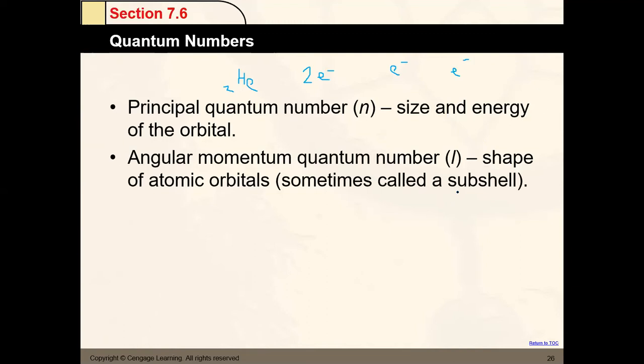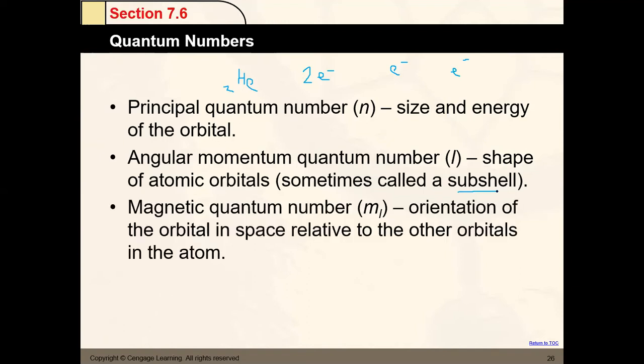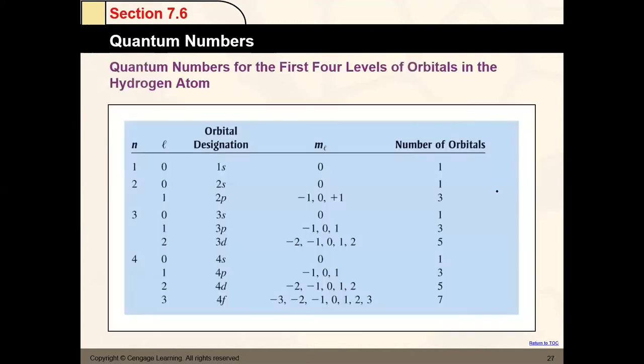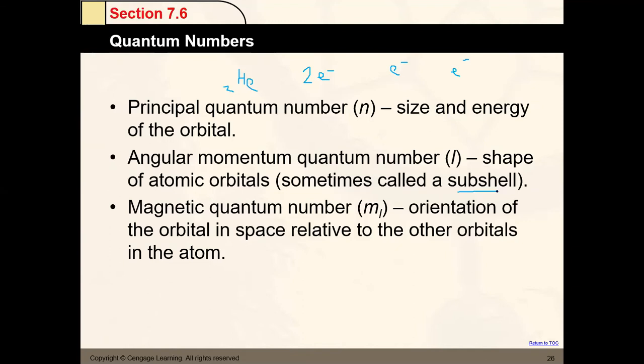The subshell is what I was telling you, remember the s, p, d, f. And then they each have a number, the l. Next is the magnetic quantum number, ml, the orientation of the orbital in space. That is what I was telling you, remember the px, py, pz. And the last one is the spin number. Here they don't mention it, but the last one is the spin, which means the rotation of the electron. When we do the spin, I will explain it. But those are the four quantum numbers: n, l, ml, and the last one is called ms.